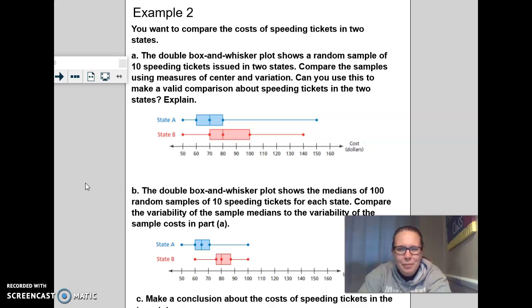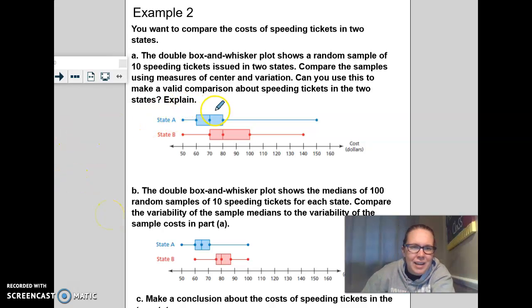I like box and whiskers because it's really easy to just pull the data out and you don't have to crunch all the numbers together. In this first one, we've got state A and state B, and we've got the cost in dollars. Looking at both graphs, I can definitely tell that state A is skewed, because I see one really short whisker and one really long whisker. So with that being said, no matter what state B is, we are going to use the IQR and the median. We are going to find our IQR and our median for each one.